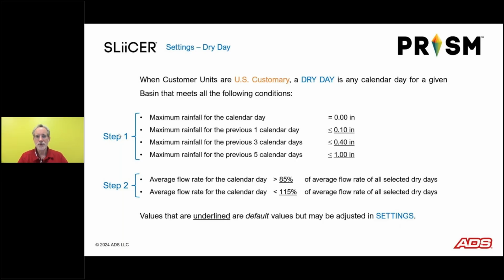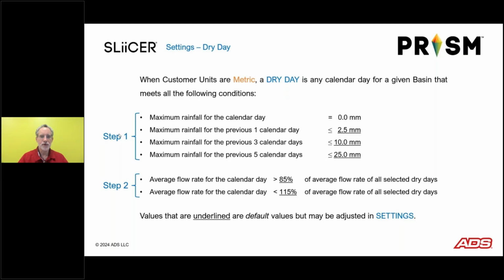So these are the default values we use for our US customary units customers. So people that are accustomed to thinking of rainfall in inches, these are the numbers. If you're a metric customer, say one of our customers in Canada or elsewhere, these are the settings that we use by default. And again, these settings are adjustable. So for example, here we're going to throw out any day on which it rained. The previous day, we're looking for rainfall less than 2.5 millimeters, previous 3 less than 10 millimeters, and the previous 5 less than 25 millimeters. Again, these parameters are adjustable, but that's to get you started.